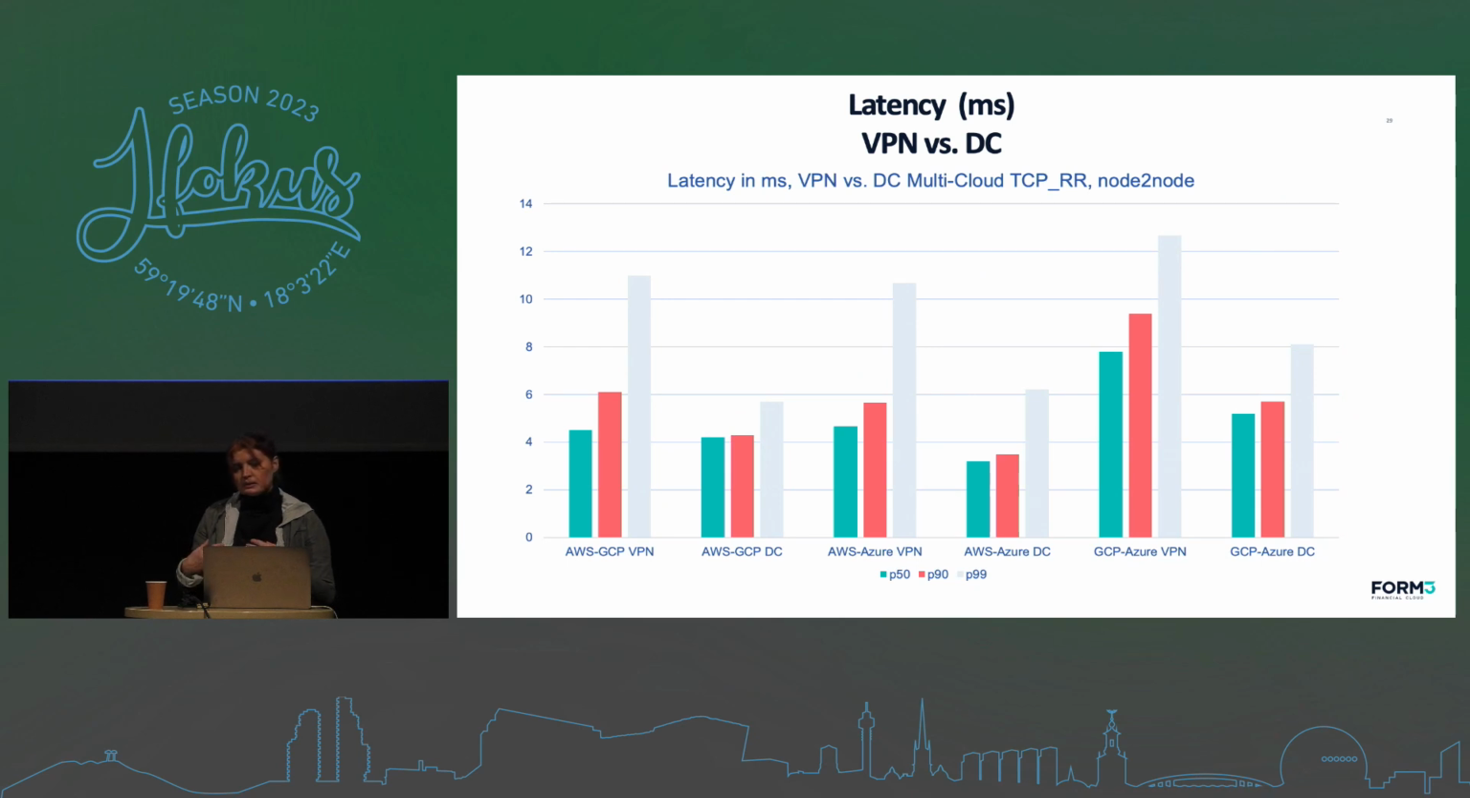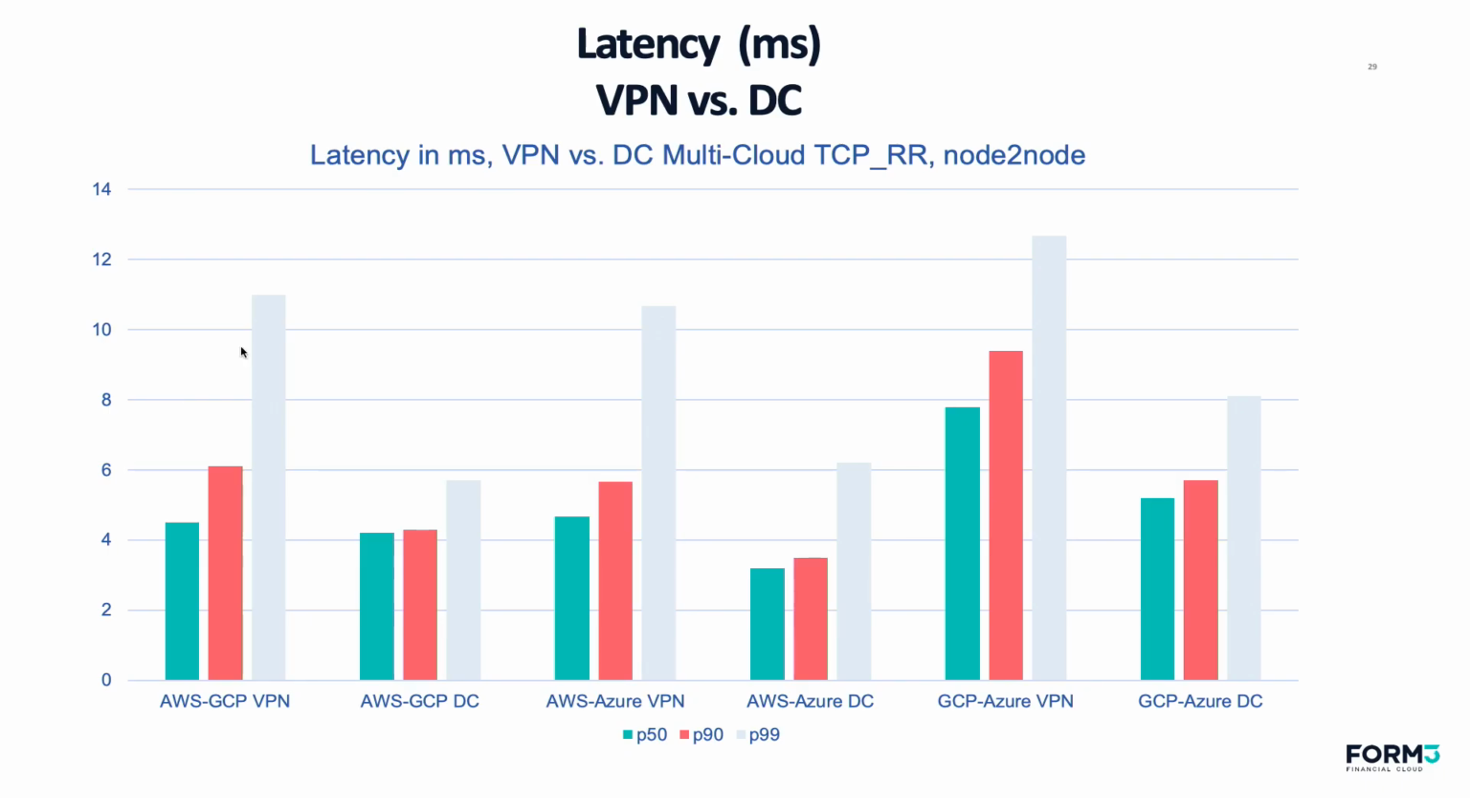When we compare this with direct connectivity via data centers, we see that P99 at the moment is like 50% better. So instead of 10 or 12, we have 4, 5, 6. A little bit worse for GCP Azure, but it may happen depending on point of presence for clouds. So you can have slight differences even in the same region.